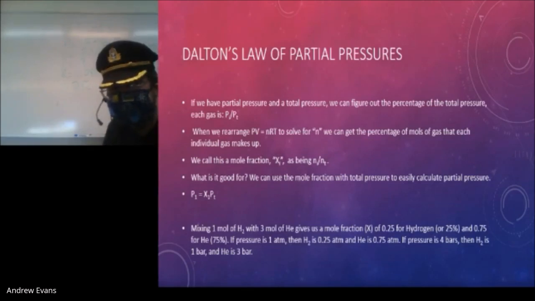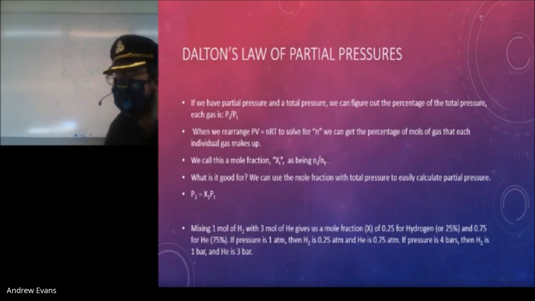So let's just give an example. I mix 1 mole of hydrogen with 3 moles of helium. So you get a total of 4 moles of gas. 1 out of 4 is 25%, a mole fraction of 0.25. 3 out of 4, which is the other gas, is 75%, or 0.75. So if I had a total pressure of 1 atmosphere, 25% of that would be hydrogen, so 0.25 atmospheres. The other 0.75 being helium.